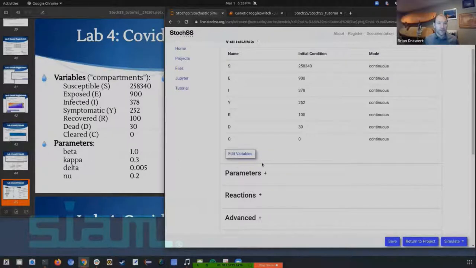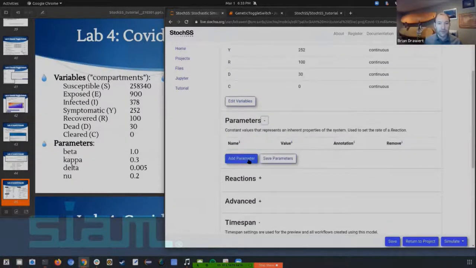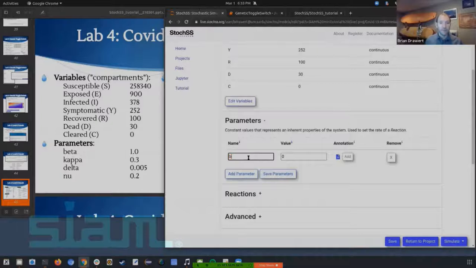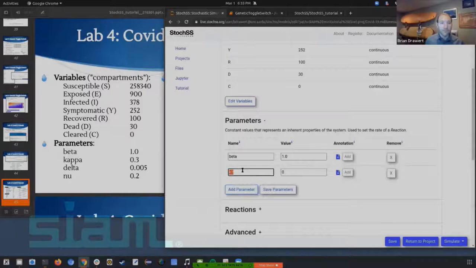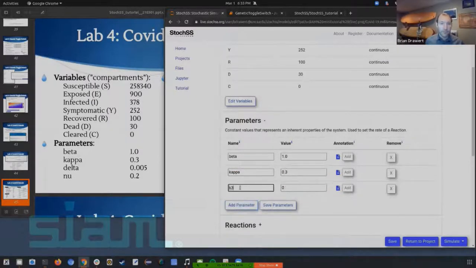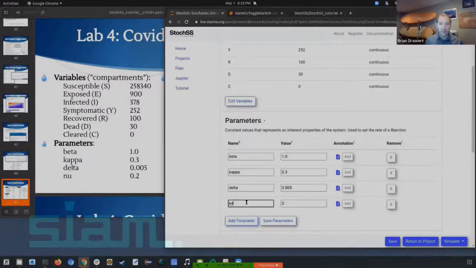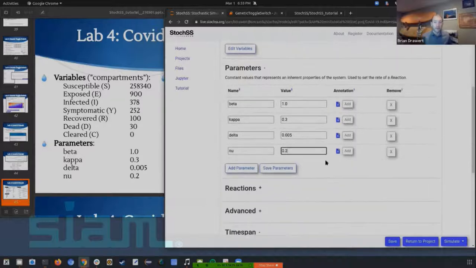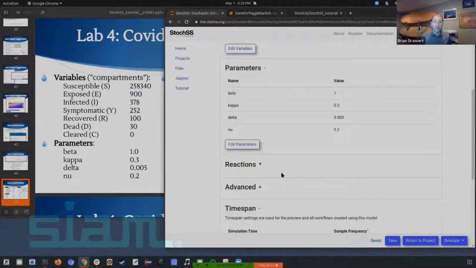Excellent. All right. We only have four parameters here. So let's add parameter. This is going to be beta, 1.0. Kappa, 0.3. Delta, 0.005. And nu, 0.2. And I'll go through these in a second about what they actually mean. So I'm going to save parameters here. Okay, 1.0, 0.3, 0.005, 0.2. Perfect.